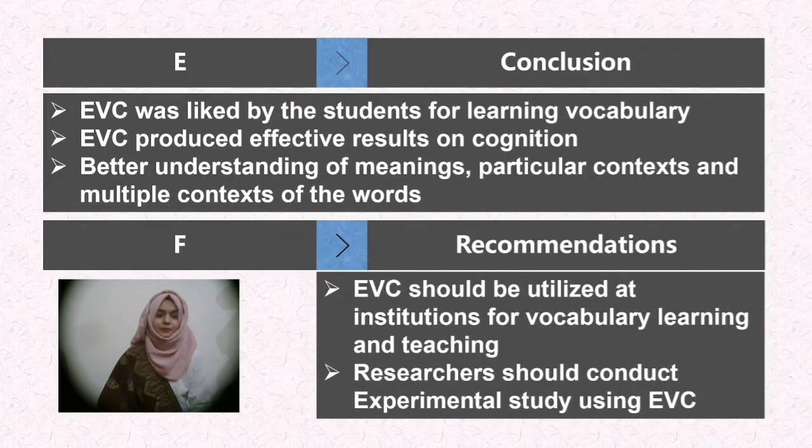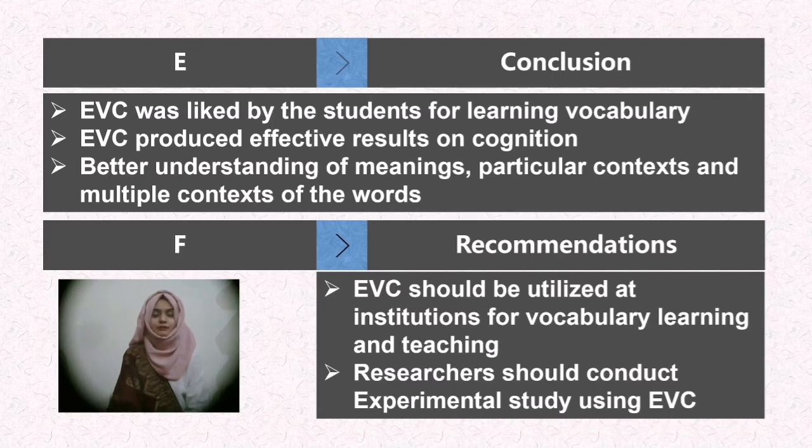Moving towards the conclusion. In a nutshell, the discussion can be summed up as follows: the English Vocabulary Corpus, that is EVC, was liked by the students to be taught at institutions for teaching vocabulary. The use of EVC was creative and it produced effective results on cognition. It helps in the better understanding of meaning, particular context, and multiple contexts of the words. EVC was liked by students and they are most likely to use it in academia for learning vocabulary. EVC is better than the traditional methods of learning vocabulary as it is creative and easy to understand.